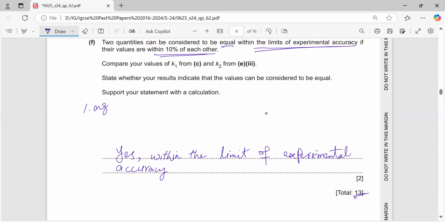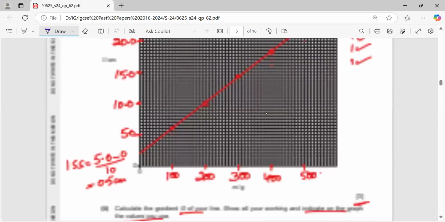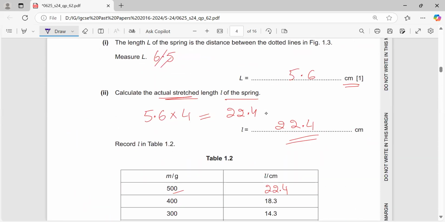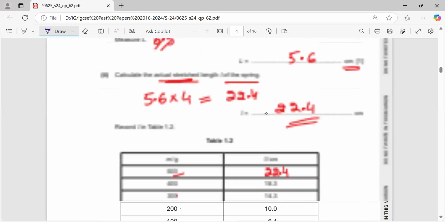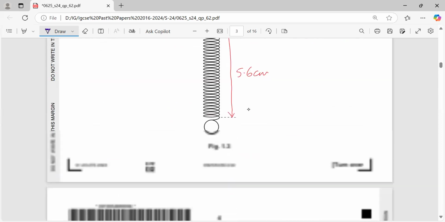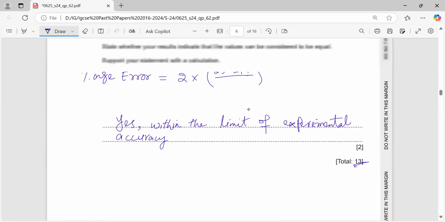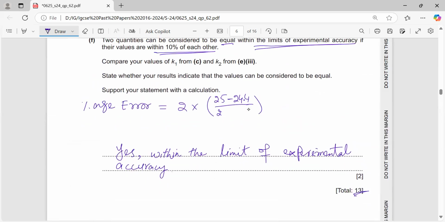So calculate the percentage error, or you can write uncertainty. 2 times the difference of the values in the numerator, 25 minus 24.4. The first value of k is 25 here, see, 25. So over 25 plus 24.4 times 100%. Let's calculate this value.